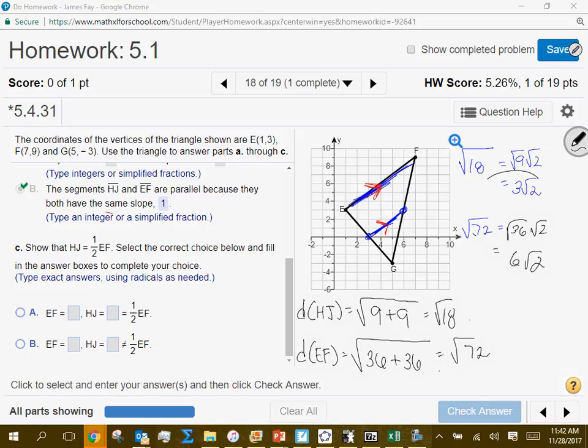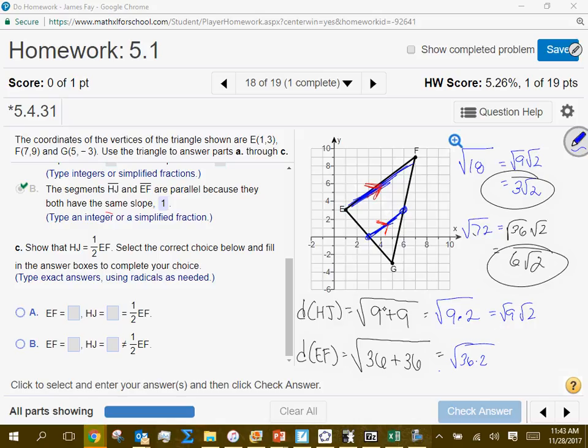Does that then show you that those two things are half of one another? HJ is half of EF. Another way of doing this, and it doesn't happen every single time, but in this case, is 9 plus 9 the same thing as 9 times 2? And does that give me radical 9 times radical 2? And that will give me 3 radical 2, right? Same thing here. Radical 36 times 2. And that gives me radical 36, which is 6, times radical 2. Does that kind of make sense?